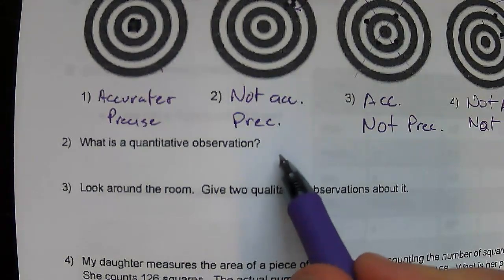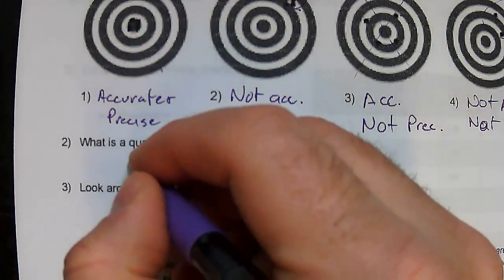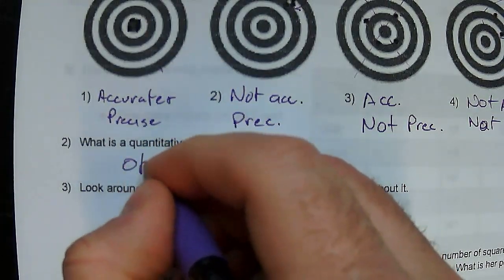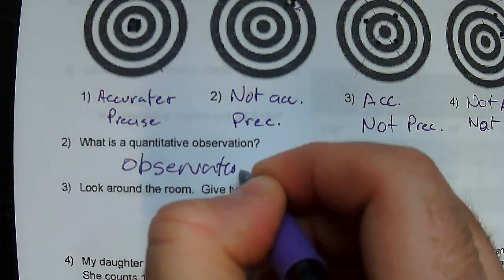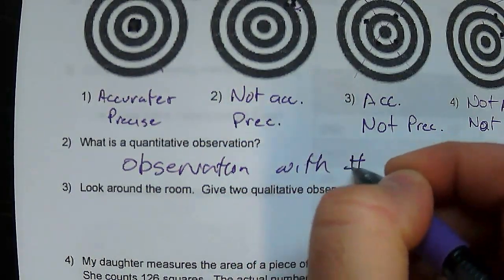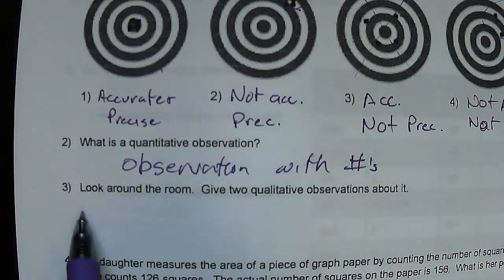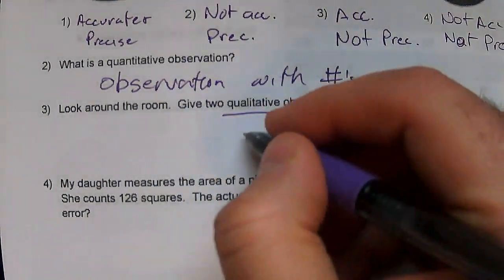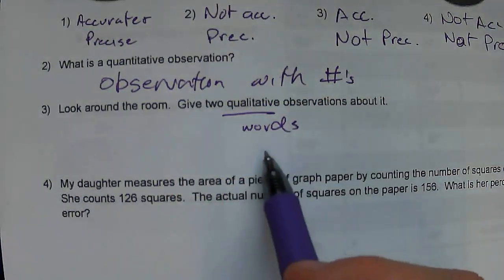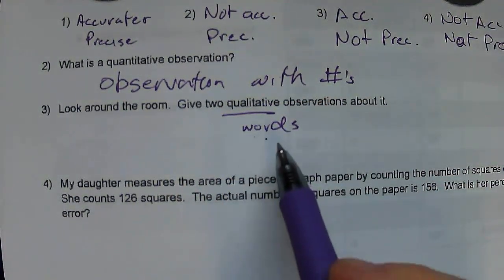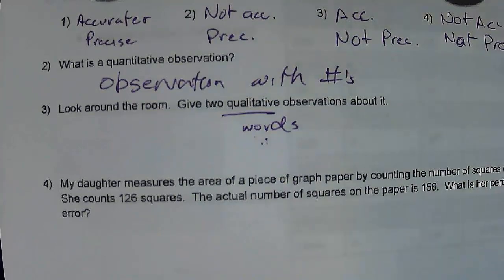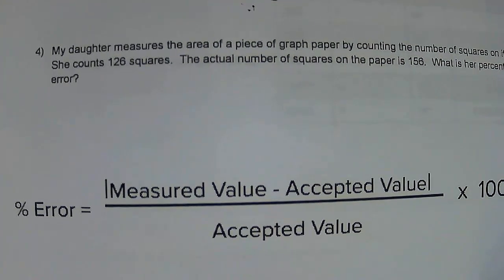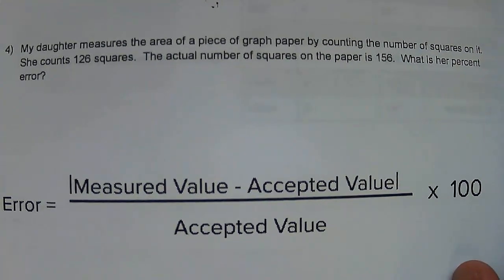What is a quantitative observation? This is an observation with numbers in it. Then you look around the room and give 2 qualitative observations about it. Qualitative has to do with properties, so this has to do with words. This could be anything. It could be the room is brown, the chairs are uncomfortable, the lab benches are black, whatever, as long as it's not a number.